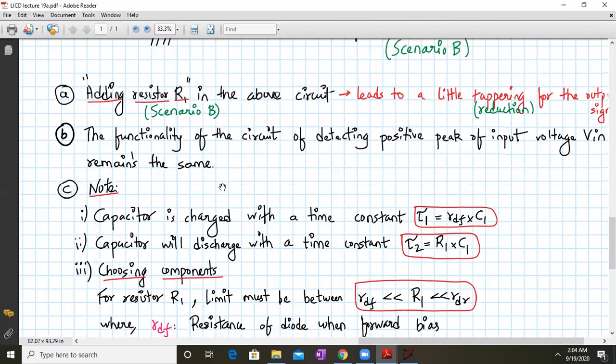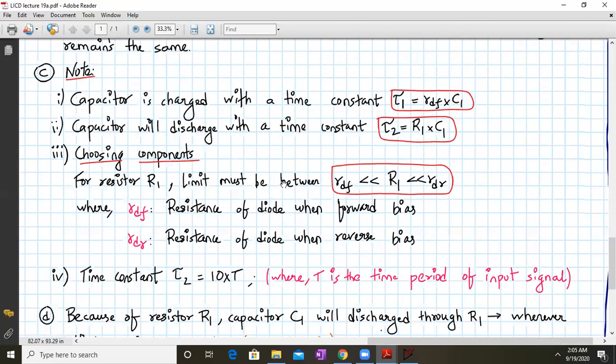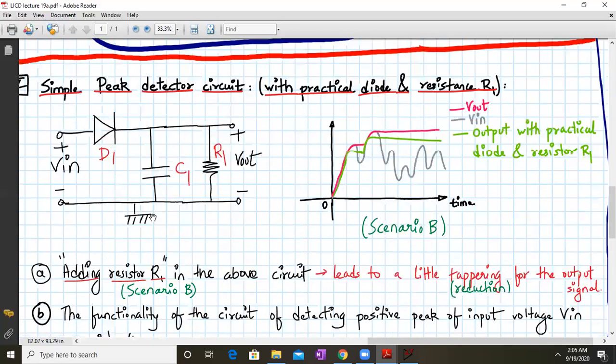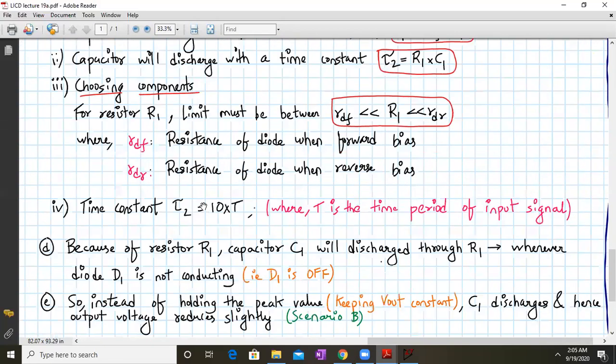The capacitor is charged with a time constant RDF into C1, and it will discharge with another time constant R1 into C1. So how to choose the value of R1 in this circuit? Limit the value between RDF and RDR basically, where RDR is the resistance of the diode when it is reverse biased, and RDF is the resistance of the diode when it is forward biased.